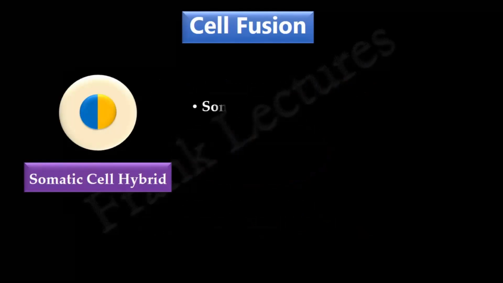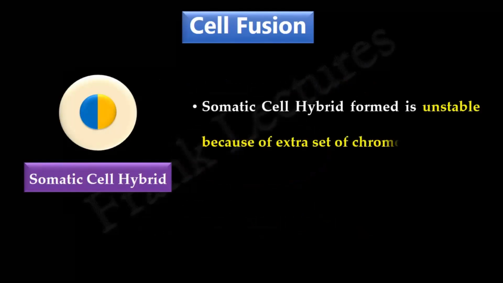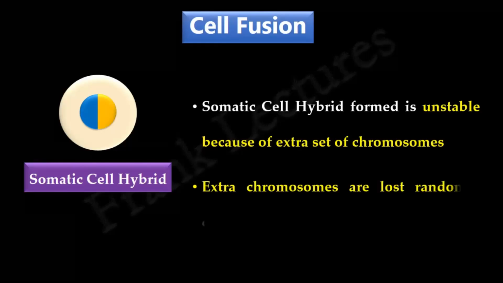Somatic cell hybrid is unstable. This is because of the presence of the extra set of chromosomes acquired during fusion. These extra chromosomes are lost randomly during subsequent cell divisions until the cell returns to the normal diploid state of one of paired chromosomes.